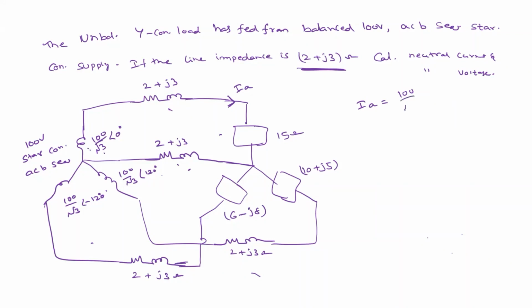100 by root 3 at an angle 0. So how much is it? 19 plus j6. Agree? Sir, but for the neutral line impedance, there will be one more current. So that will come in IB and IC, right?